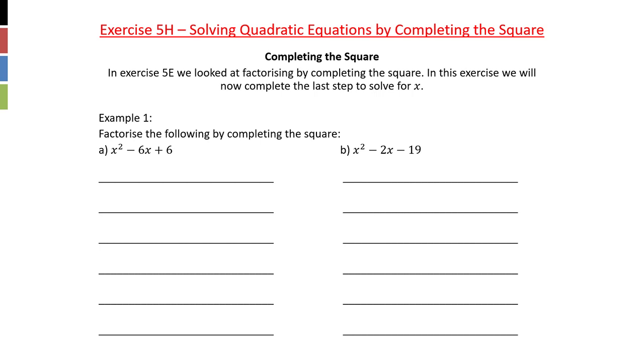Hello all, today we will be looking at exercise 5H, which is solving quadratic equations by completing the square. There isn't really anything new in this section, it's just tying together a couple of previous exercises: completing the square to factorize and then using the null factor law to solve. We've completed a couple of these style of questions in the previous exercise, so hopefully it shouldn't be too new.